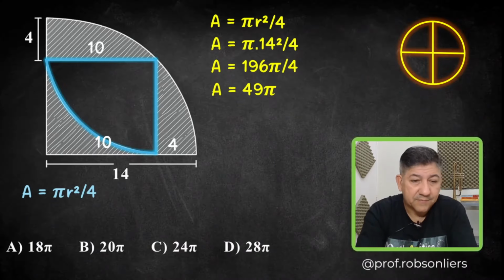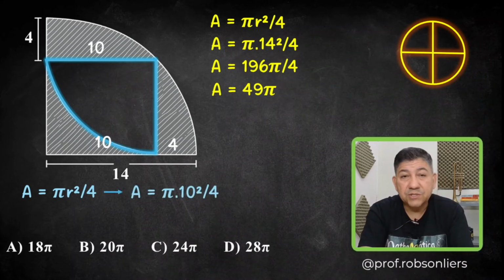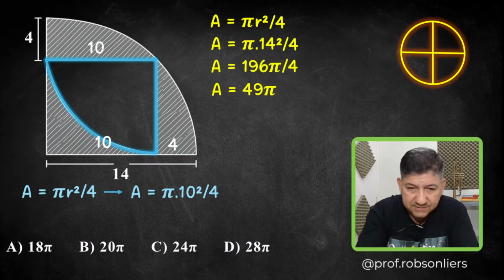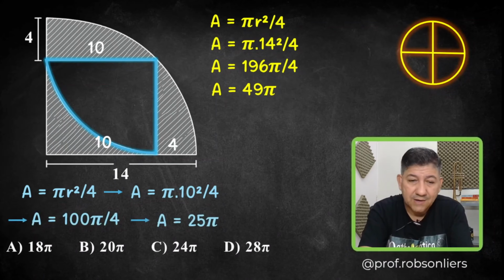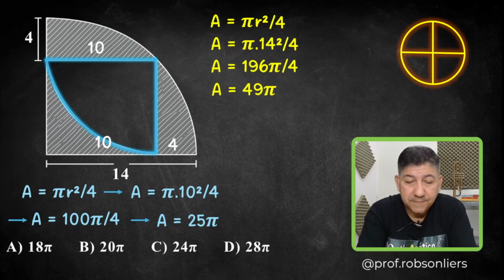Substituting into the formula, right? Pi times the radius squared divided by 4, the area will be equal to pi times 10 squared, which is the radius of this circular sector in blue. All of this divided by 4 because we want to find a quarter of the circle. 10 to the power of 2 is 100. So the area will be equal to 100 pi divided by 4. 100 divided by 4 is 25. So the area of this blue circular sector is 25 pi.